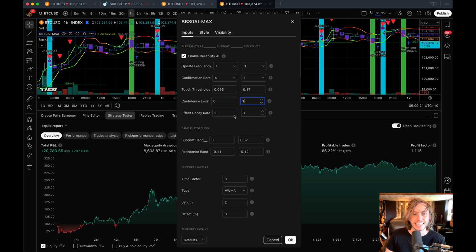The effect decay rate is how gradually the bands adapt and learn from the interactions. So that is the general reliability AI section. Now, I do find this section makes slight changes. It's not going to be massive changes, because generally, the bands tend to be fairly good even with this section off.